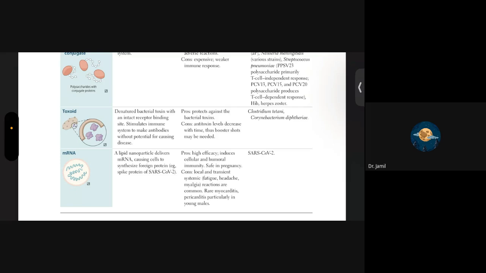For example, in COVID, from the COVID bug, let's suppose, I take some mRNA which is encoding the spike region of the bug, and I inject only that small RNA into my body. That small RNA is going to use my ribosomes to make the spikes of the COVID virus.